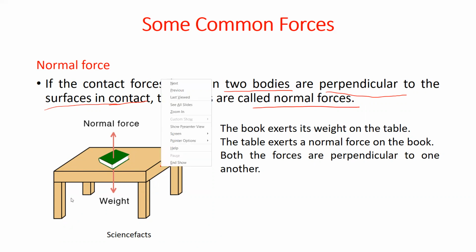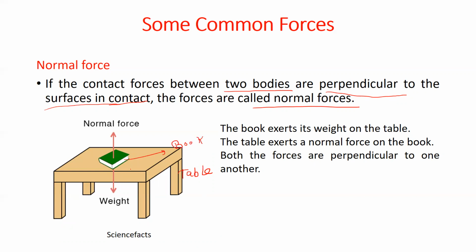So here in this figure, you see this is a table, and here it's a book. So the book is simply kept on the table. The book is in contact with the table. So how will the force between these two things be exerted? The book has its own weight. So the book will exert its weight on the table. But then the table is also in contact with the book.